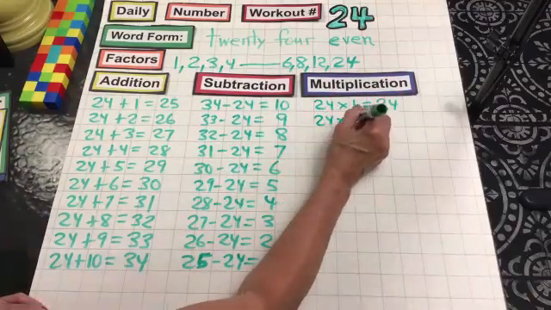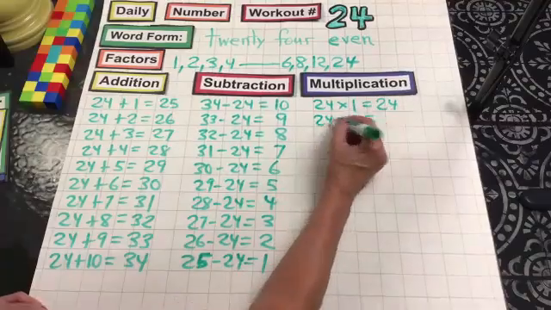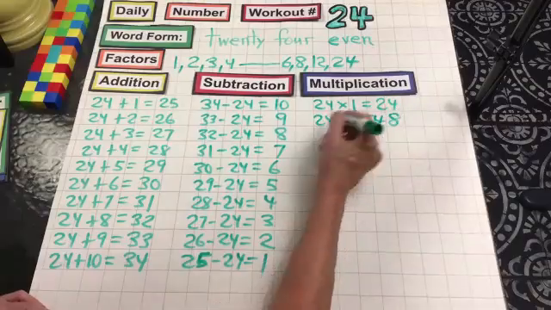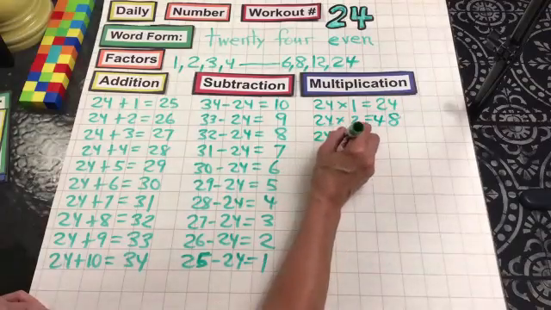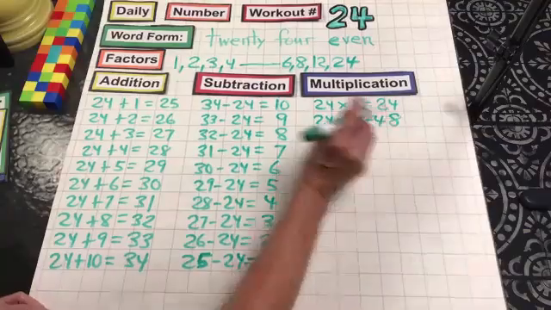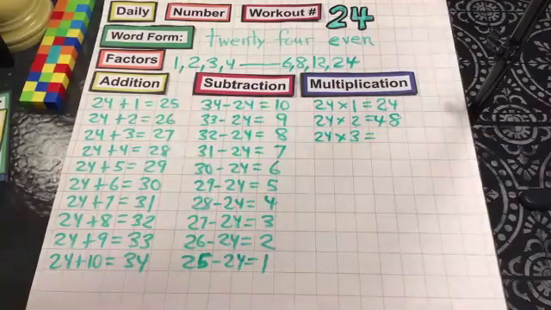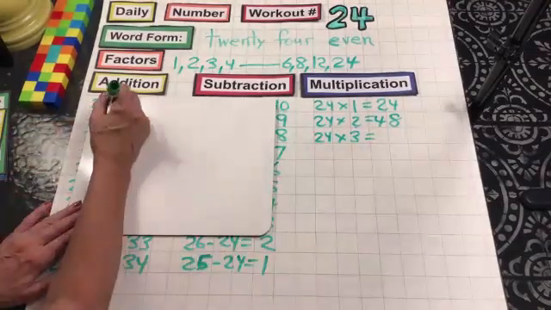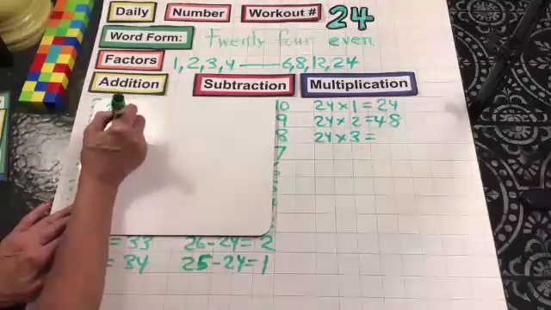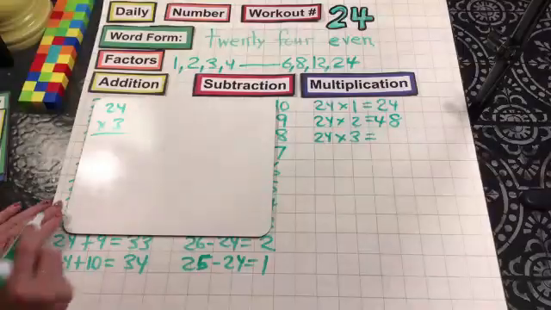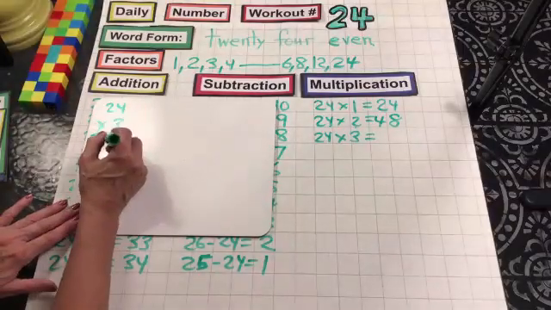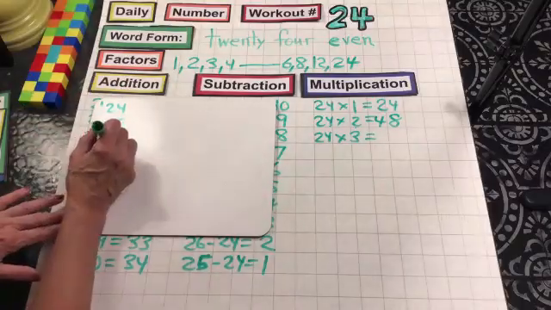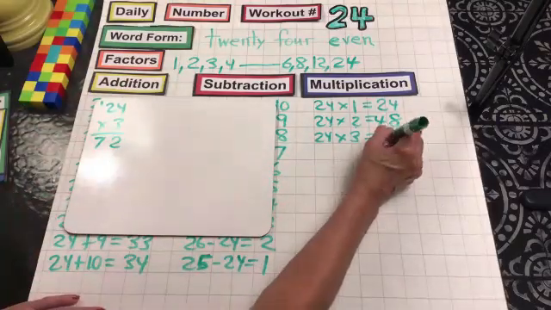24 times 2, we could do this one. 2 times 4 is 8. 2 times 2 is 4. Then we have 24 times 3. Let's get out the scrap paper to make it easier on our minds. 24 times 3. 3 times 4 is 12. Drop the 2, carry the 1. 3 times 2 is 6, plus 1 is 7. So 72.